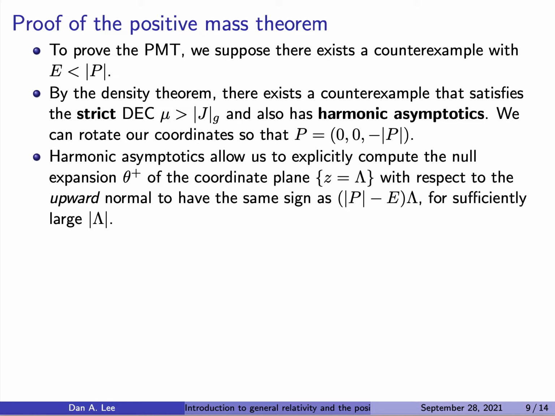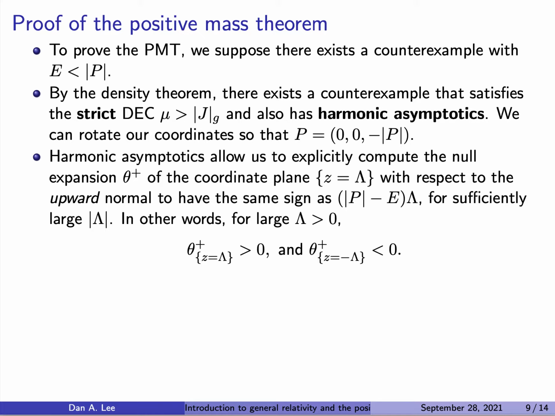So this is why we like the harmonic asymptotics: they allow us to explicitly compute the null expansion of the coordinate planes, at least for coordinate planes that are very far out. With respect to the upward normal, the coordinate plane z equals lambda, the horizontal plane of height lambda, will have the same sign as P minus E times lambda. Using our assumption that E is less than P, that's the same sign as lambda. So for large positive lambda, the upward null expansion is positive, and for z equals minus lambda, the upward null expansion is negative.